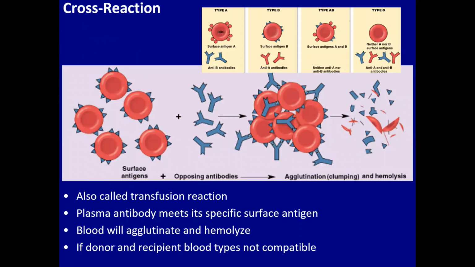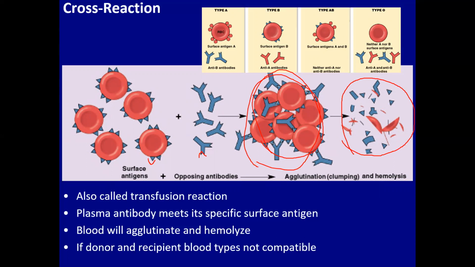So these reactions that we're looking at are cross reactions. When you have this agglutination reaction, it's going to result in hemolysis, where you destroy the red blood cells. So the surface antigens here are pointy. These are the opposing antibodies. Notice they accept the point. When that happens, and they have antibodies attached to them, they all begin to agglutinate, and then hemolysis will occur. This is also called a transfusion reaction.